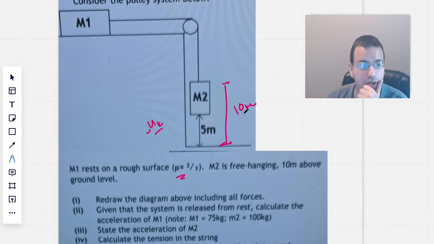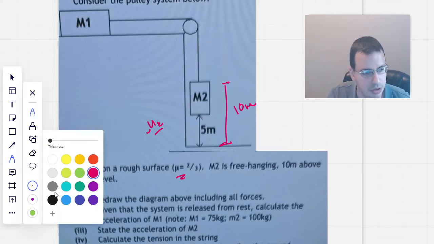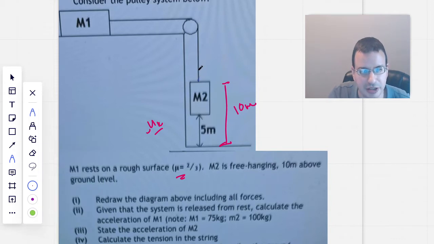So now we want to redraw the diagram above, including all forces. Okay, so to do that, I've got to change colors, blue. Hopefully there's going to be enough contrast. And there's enough. So this will be tension. This will be force, gravity.